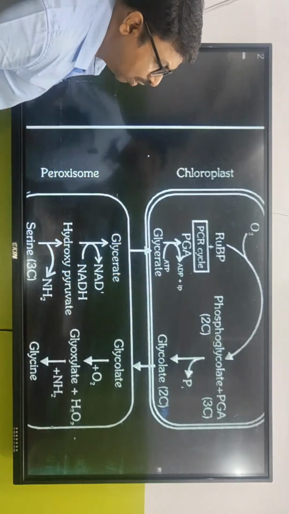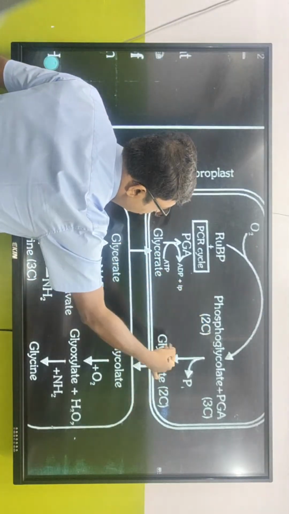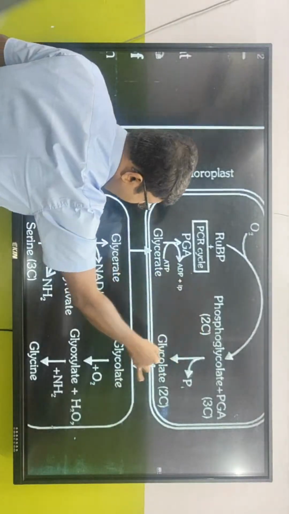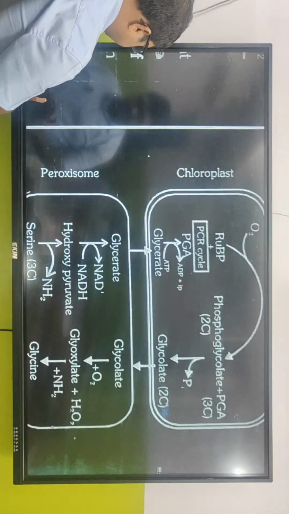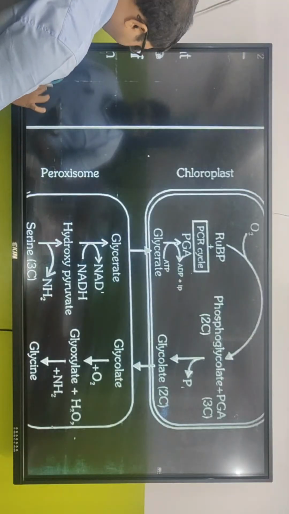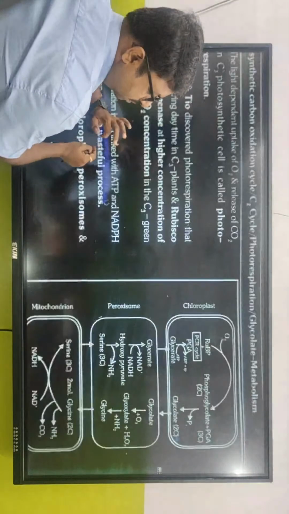So what is the fate of this phosphoglycolate? We have got the idea. The fate of phosphoglycolate normally needs these three cell organelles to get completed. Understood? Any problem? Yes.